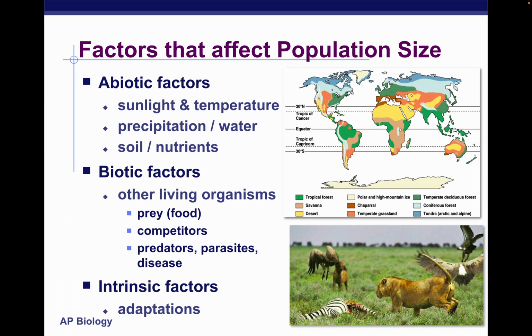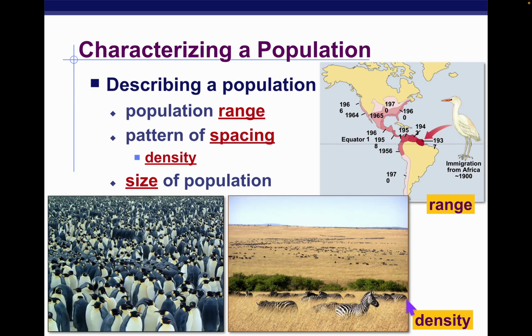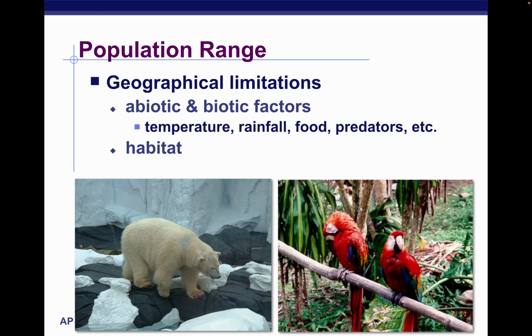Okay. We're taking a look here at abiotic factors of the different weather, the different climate. This plays a huge role. And then we're looking at prey, predator dynamics. Okay. When describing a population, we will discuss its range, its pattern of spacing, its population density, the size of the population. Okay. Population range has geographical limitation. This deals with abiotic and biotic factors, temperature, rainfall, food, predators, etc., and habitat, right?